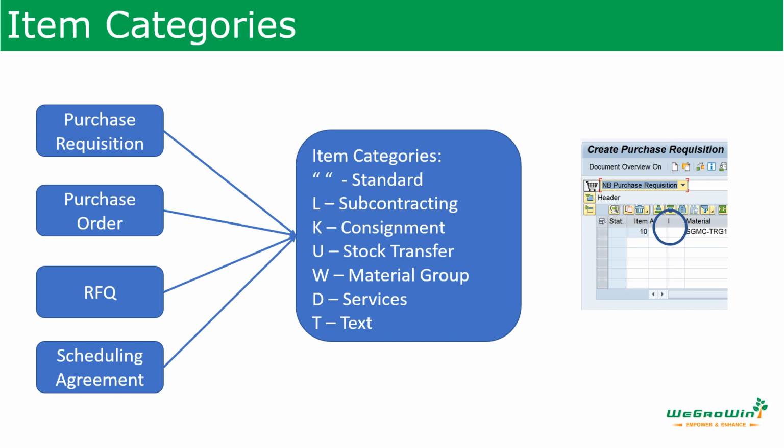And then stock transfer orders, U. The material is transferred from one plant to another. That is item category U. And then we have other item categories also. So please explore them so that you will be able to use them in the right way and apply them properly.